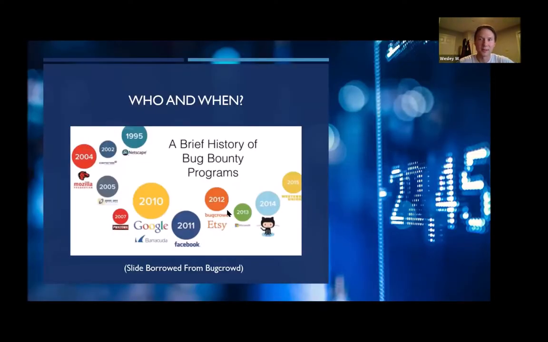All right, the next thing I think you always need to understand if you want to know about bug bounties is where they came from and when they occurred. I was looking for some material unrelated to this talk, and I came across a slide deck from Bug Crowd, and I saw this slide and really liked it, so I made a note to steal it at some point. So that's what I did here.